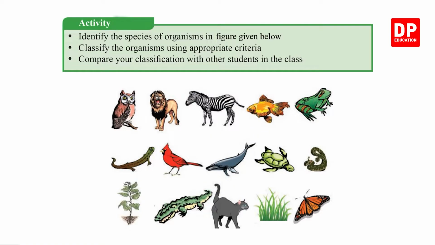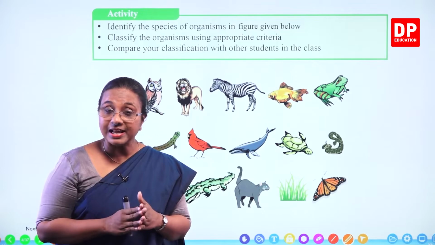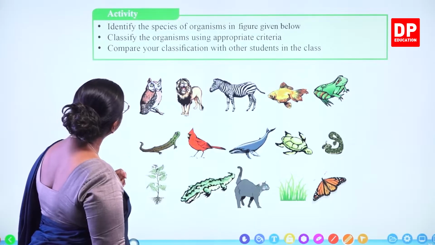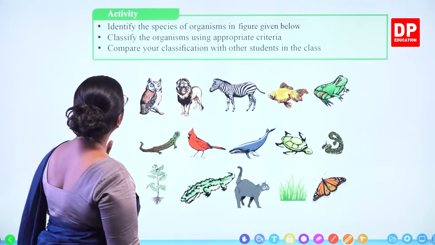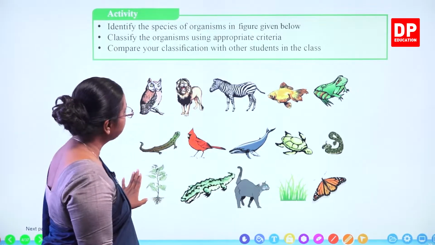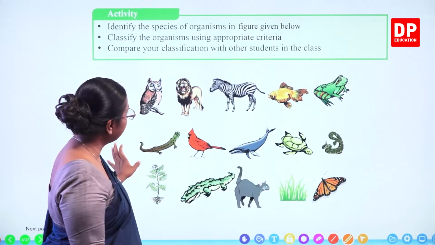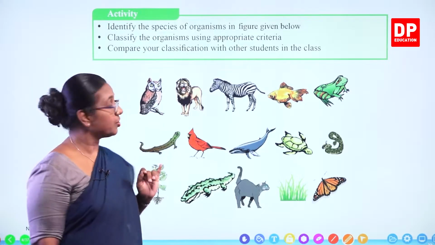So here there is an activity given to you. This is like an activity that you all have done in your smaller grades also. I told you all about dichotomous keys, classifying them based on simple characteristics. So we will look at the activity. Activity: identify the species of organisms in the figure given below. Although they say species of organisms, we will try to identify them by common name as well, because we can't go into exact detail. These are the basic pictures, so we will try to identify these organisms.